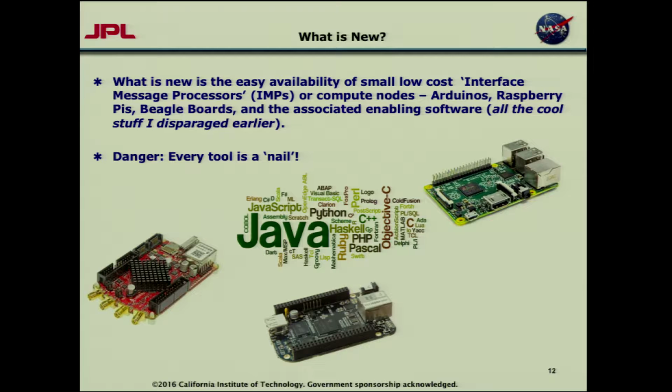processors, IMPs, or small compute nodes, Arduinos, Raspberry Pis, Beagle boards, all kinds of very cheap computers. There's a very cool one called a Red Pitaya. It has an FPGA with an ARM. It can do lots of cool things, has an A to D converter. I have one of those, playing around with it. It's really nice. And also the easy availability of lots of cool enabling software, all the cool sounding software that I mentioned before.